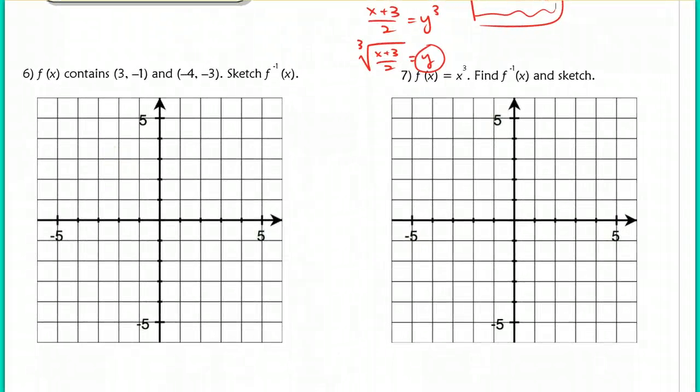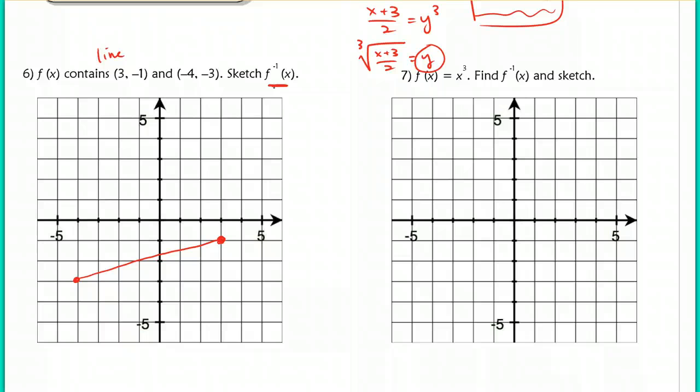f of x contains 2 points, (3, -1) and (-4, -3). I'm going to actually say it's a line. Let's consider this a line, because I want you to be able to see the reflection. So we're going to draw a line that contains those 2 points. So (3, -1) and (-4, -3). Alright, so here's my line. And I'm supposed to sketch the inverse of f.